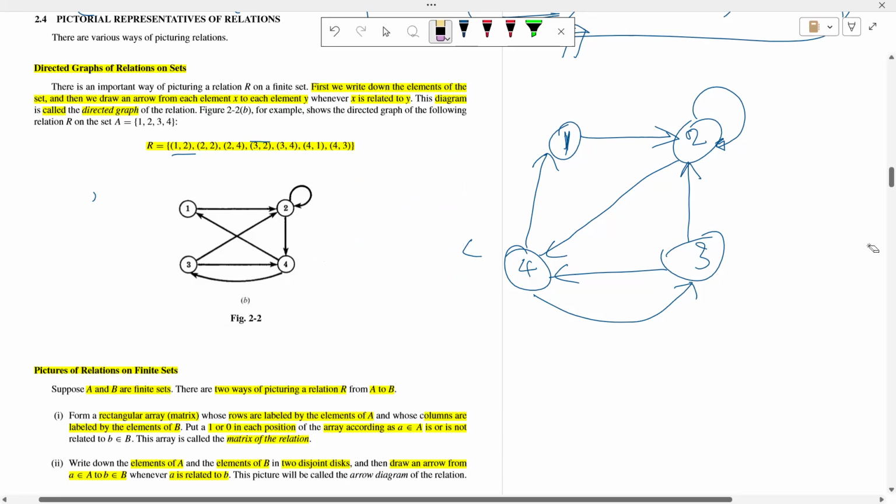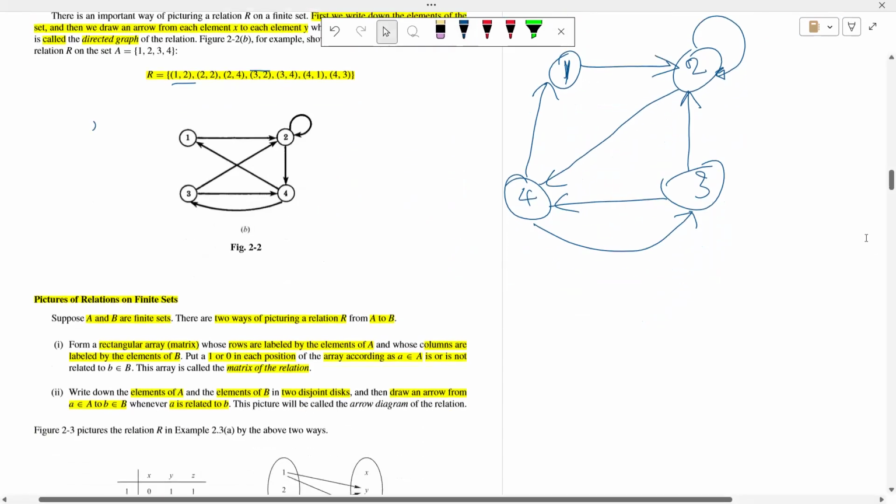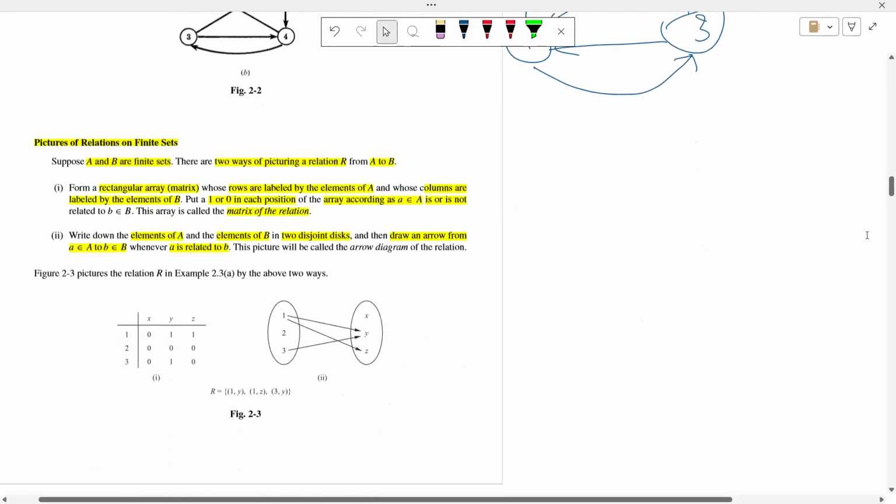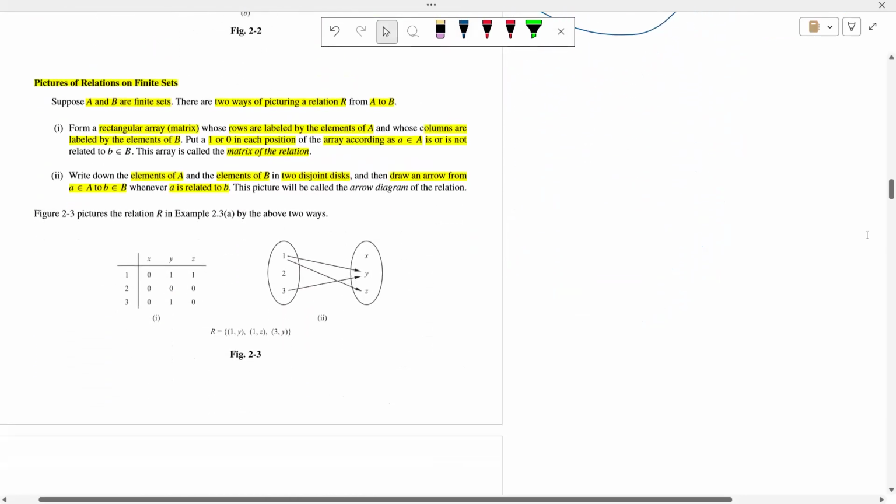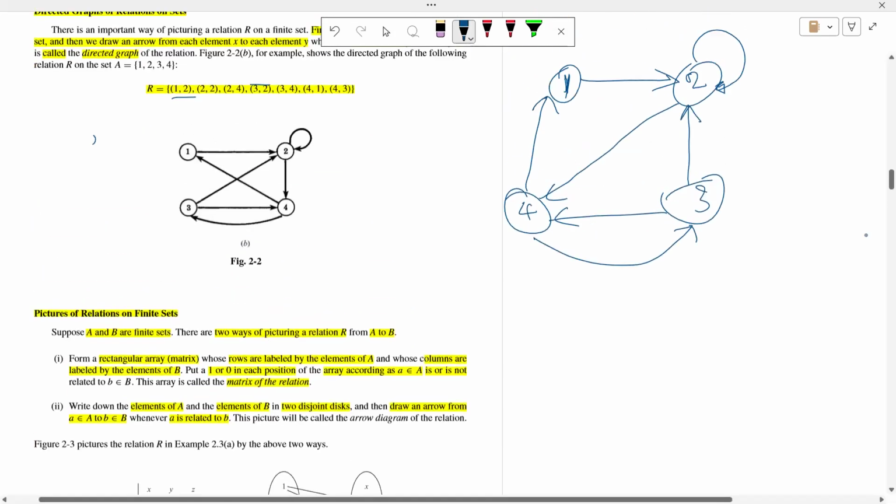So this is one way we can give a pictorial representation of a relation, right? Next, there are two different types of representation: function representation and matrix representation. There are two other ways we can represent the relation, matrix representation as well as function representation. Function representation, you're already familiar with that one, right?